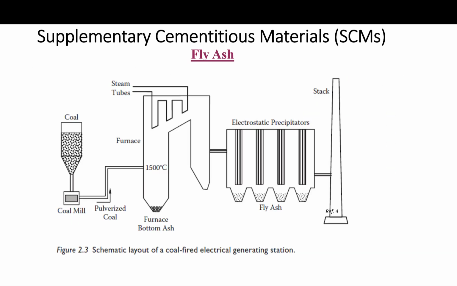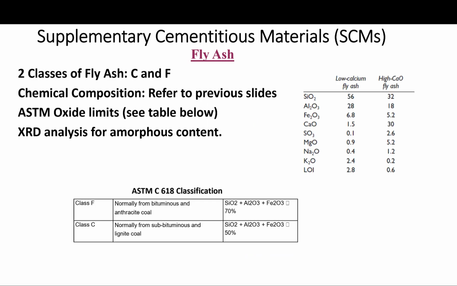Okay, so this is the schematic from an electric generating station, and it shows how fly ash is collected. We have two classes of fly ash, C and F, as we have been mentioning.